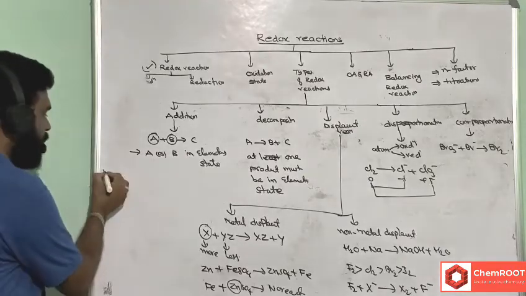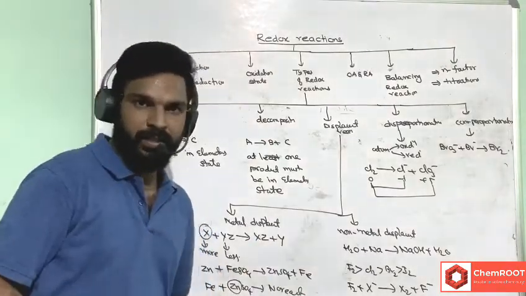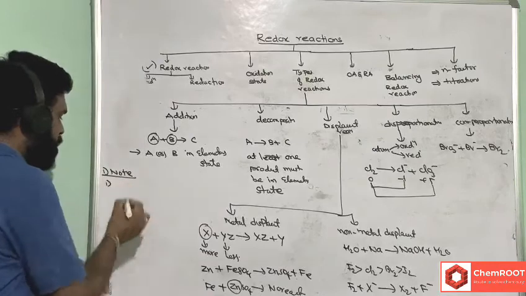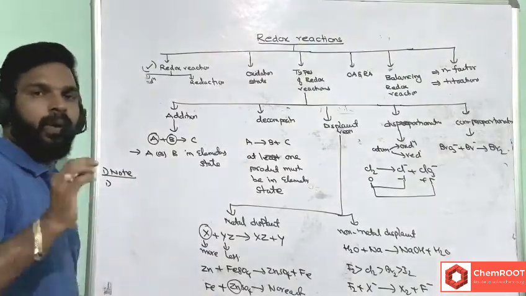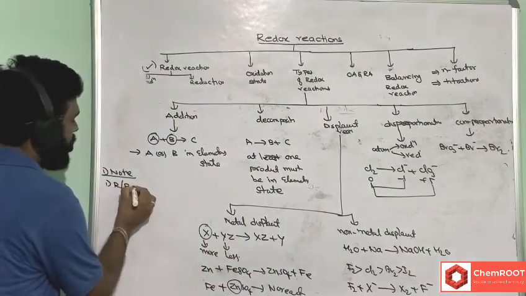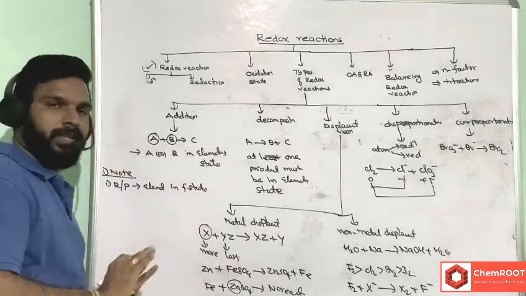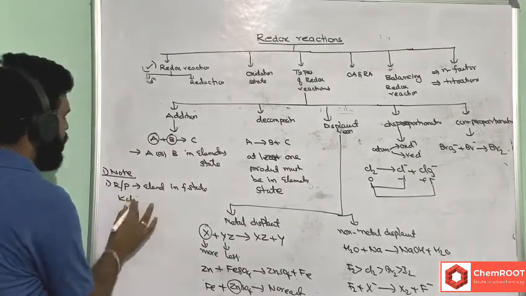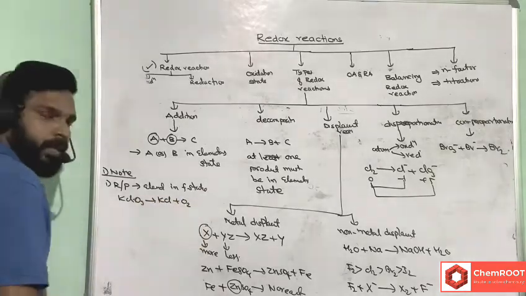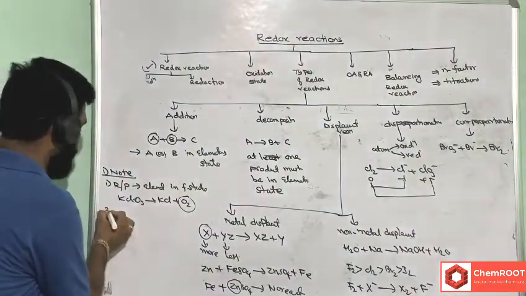In exams, what they will ask: which of the following is a redox reaction. In that case, how can you decide? Basically you can check one basic point: either on the reactant side or the product side, if any element in free state is present, then that is a redox reaction. Suppose it is given KClO3 giving rise to KCl plus O2. Here O2 is an element in free state, so it is a redox reaction. Like that you can predict it.